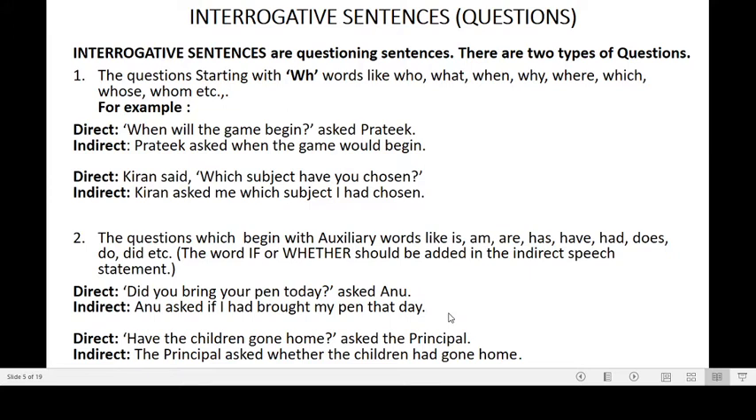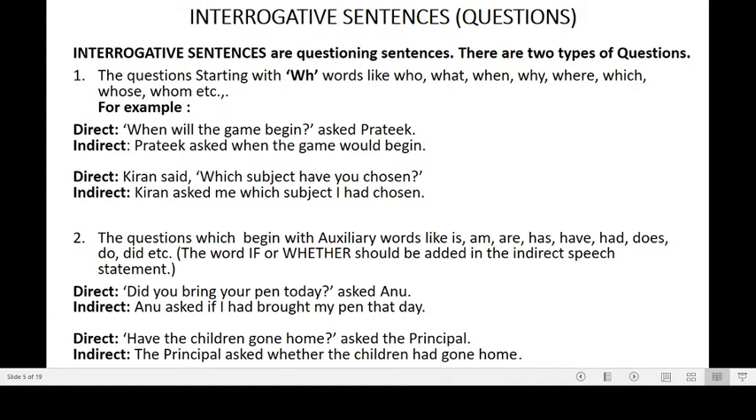So now, after discussing assertive sentences and the reporting verb that we have to use along with the other changes that we have to make to change a statement sentence into indirect speech, let's look at another type of sentence, that is the interrogative sentence. Before discussing the rules to be followed while changing an interrogative sentence into reported speech, let's understand what an interrogative sentence is. Interrogative sentences are questioning sentences. You should understand interrogative sentences are questions.